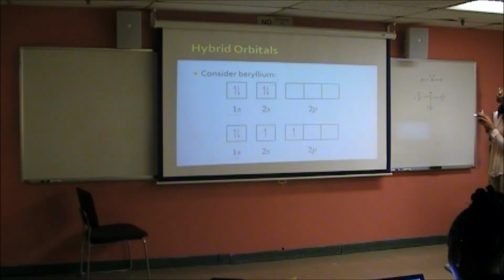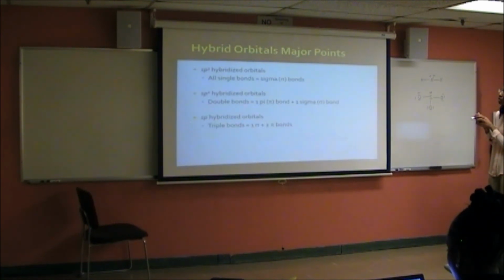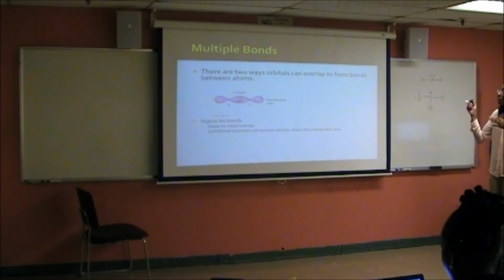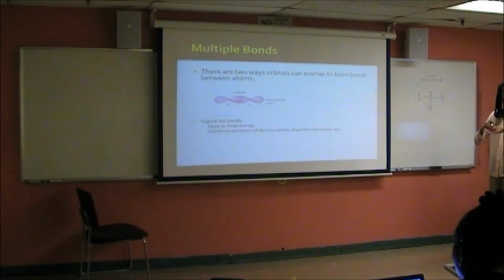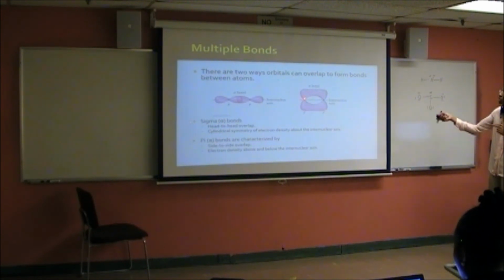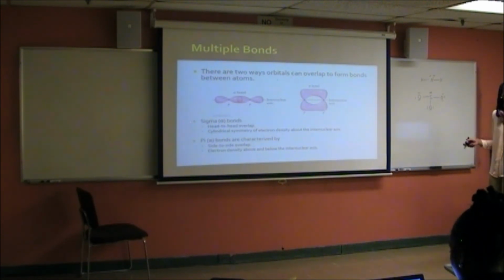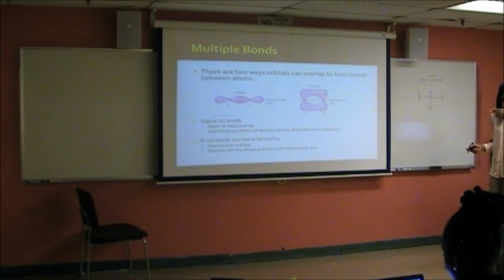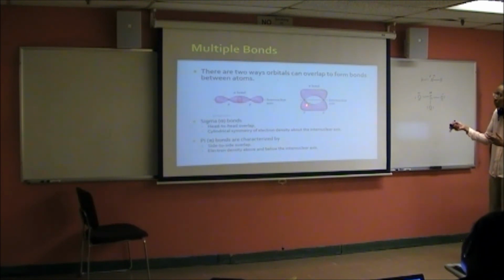Alright? So when you have two p orbitals coming together with this head-to-head overlap, you will also have something that looks like a sigma bond. You can also have side-to-side overlap. Your side-to-side overlap gives you your electron density above and below the internuclear axis. That now gives you a pi bond. This is a pi bond. Do we get that?